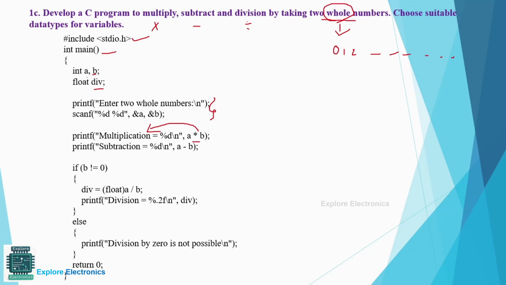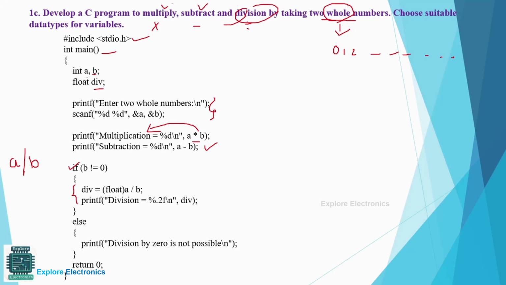Next is subtraction. Now multiplication is over, subtraction is also over. The left out is division, right? When it comes to division, as you know, a number cannot be divided by 0. So we will consider an if case. If b is not equal to 0, then a by b. This is a division, right? The denominator should not be 0.